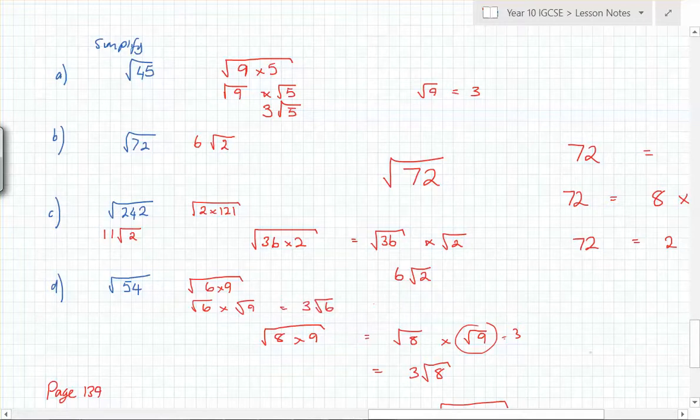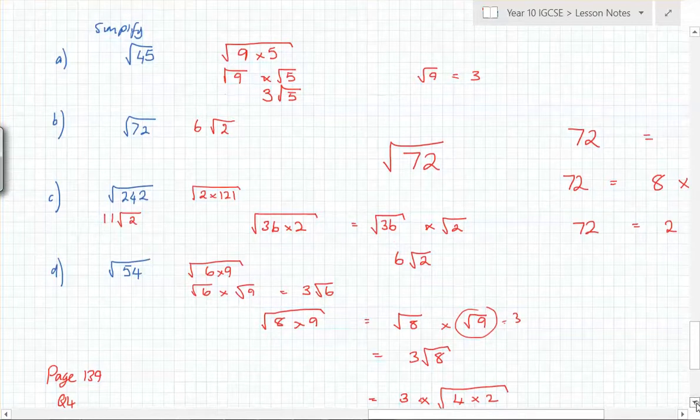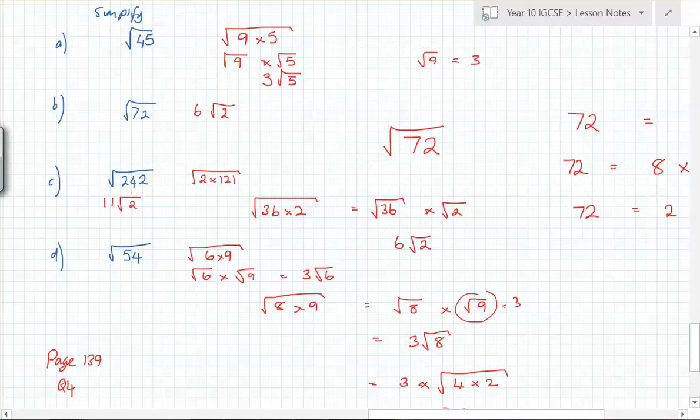Is that the end point? Yes. No. So, can you do it? Well, can I simplify root 6 any further? You can. To what?